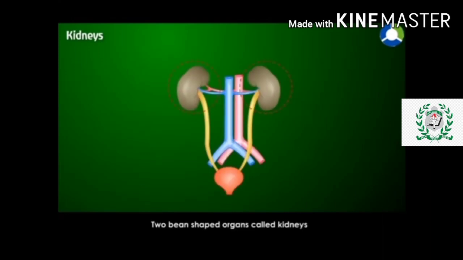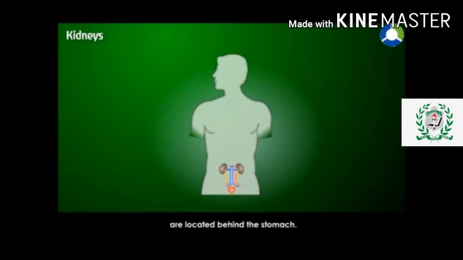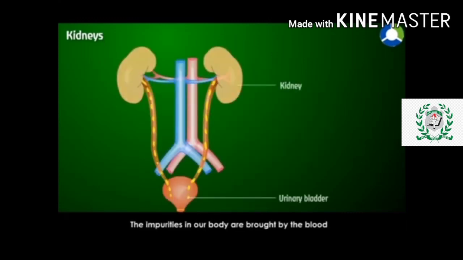Kidneys. Two bean-shaped organs called kidneys are located behind the stomach. The impurities in our body are brought by the blood to the kidneys. The kidneys filter out these impurities and they are given out in the form of urine.